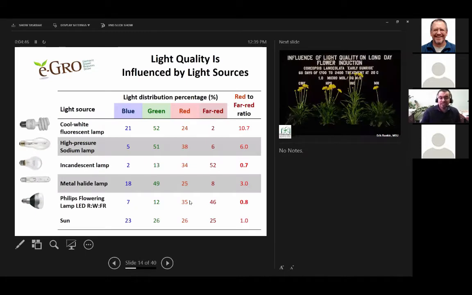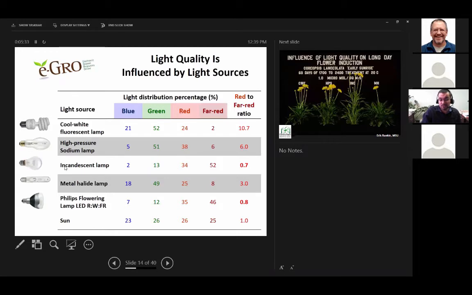Okay, now let's move on and talk about light quality as it's influenced by various light sources. Chris did a nice job of talking about the various light sources that are available on the market and that we typically use in the horticultural industry. Here we can see cool white fluorescent lamps, high pressure sodium, incandescent, metal halide, and a flowering lamp made by Philips Lighting. The cool white fluorescent lamp has a red to far red ratio of 10.7. What does this mean? Basically, it means we have a higher amount of red light compared to far red light. Now let's move on to the high pressure sodium lamp. Again, we see that it has a red to far red ratio of 6, so a higher amount of red light.